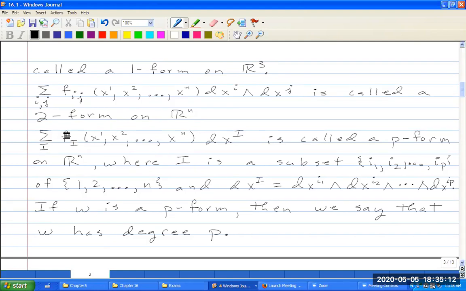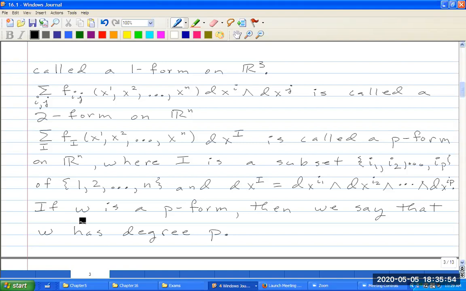the sum over I of f_I(x1 through xn) dx_I is a p form on Rn, where I is a subset I1, I2, dot, dot, dot, Ip of 1, 2, dot, dot, dot, n, and dx_I is just dx_I1 wedge dx_I2 wedge dx_I3, dot, dot, dot, wedge dx_Ip.